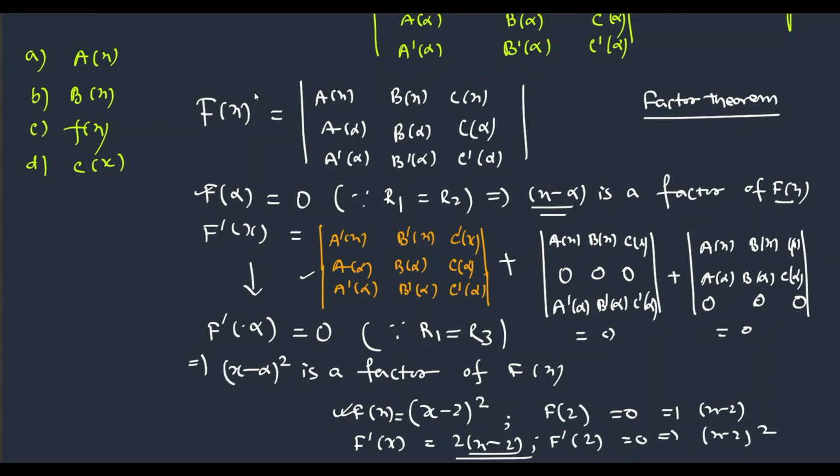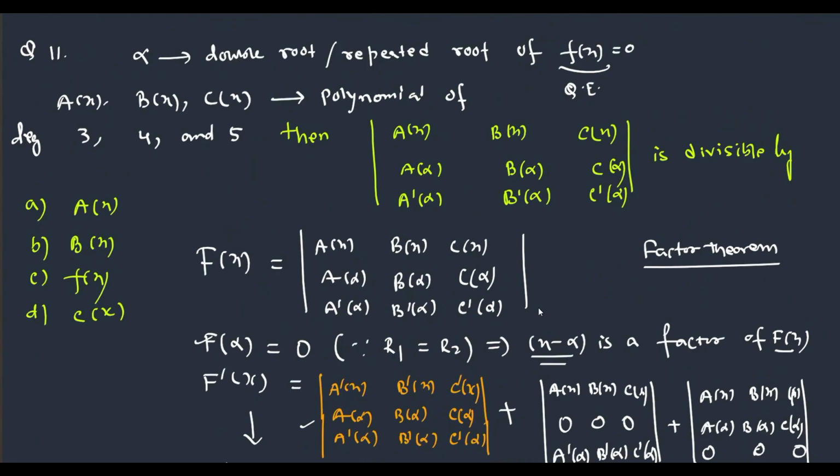Yes sir. Now look at this, x minus alpha is a factor of f(x). So now look at the question. Alpha is a double root or repeated root of f(x). Now small f(x) you can write as (x minus alpha) whole square times some constant.